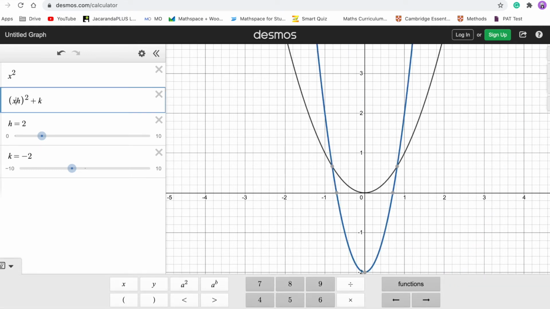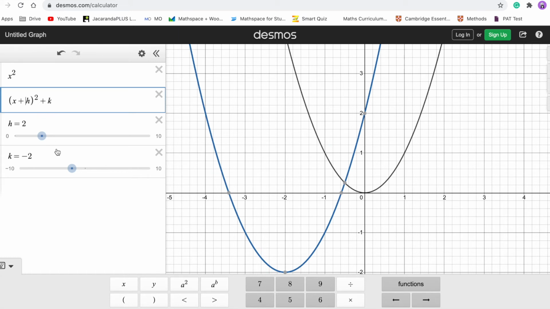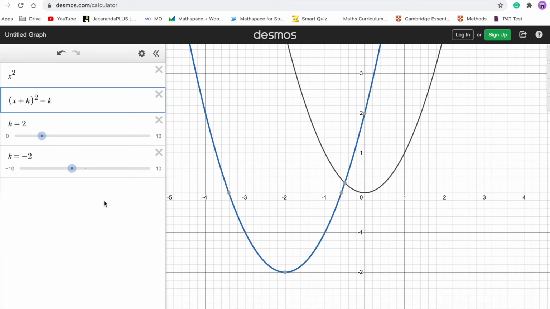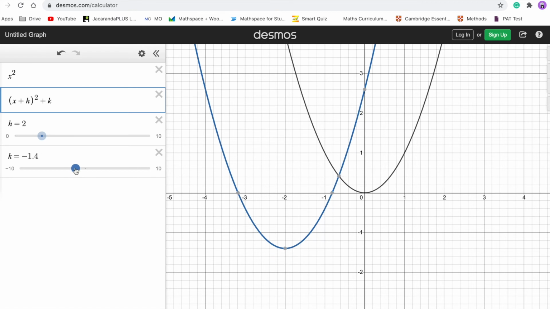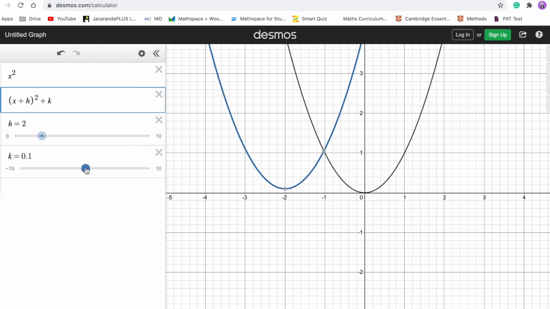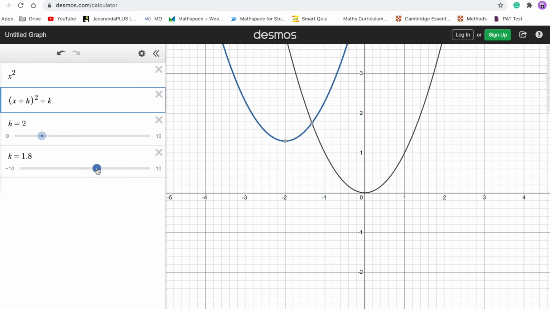Okay, now, if I change my equation here, and instead of having x take away h, I have x plus h like this, of course, if the h is positive, now it has translated to the left, and I have my turning point here that is negative 2 in this case. I'm going to move the k upwards, and I'm going to go to that 3. Good. And I can see my turning point there is going to be (negative 2, 3).